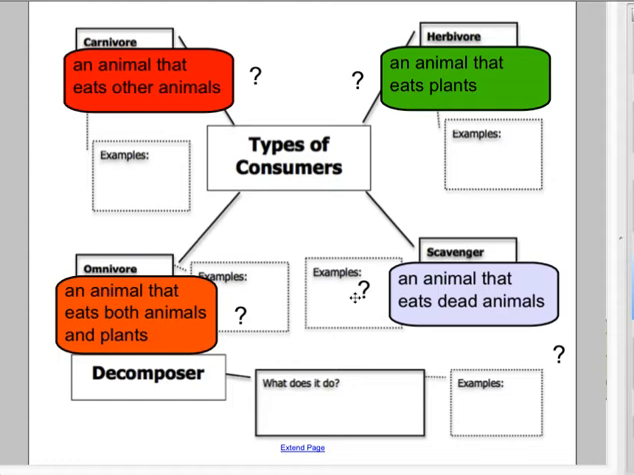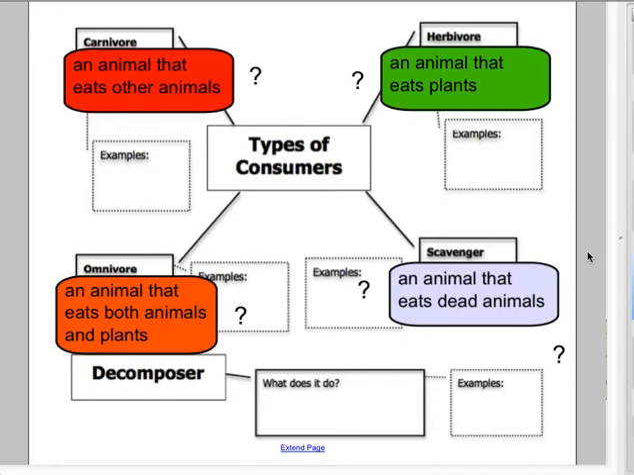Now, what I would like you to do is open up Google and ask Google some questions. Come up with some examples of carnivores. Come up with some examples of herbivores, omnivores, and scavengers. List those in your example boxes and be ready to talk about them in class.